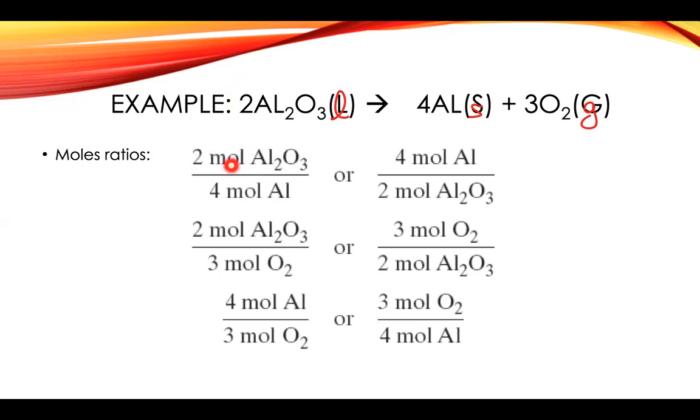So I can have 2 mole Al2O3 to 4 moles of Al, or you can swap that around depending on if you're given Al2O3 or you're given Al. So you can flip that around. You also have 2 moles of Al2O3 to 3 moles of O2 and vice versa. And you can have 4 moles of Al to 3 moles of O2 or vice versa. So this is for problem type number 1.